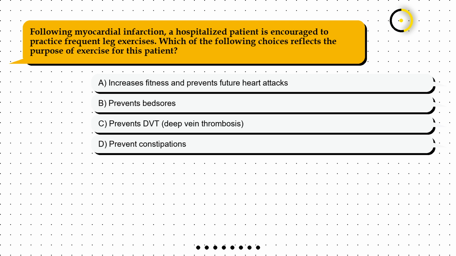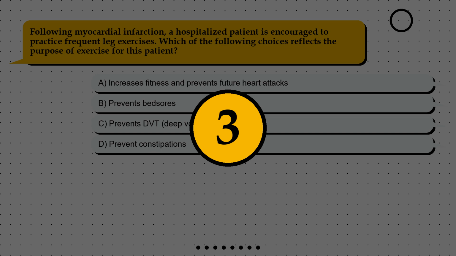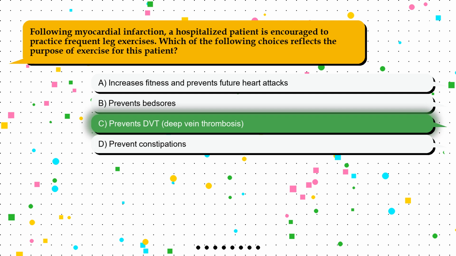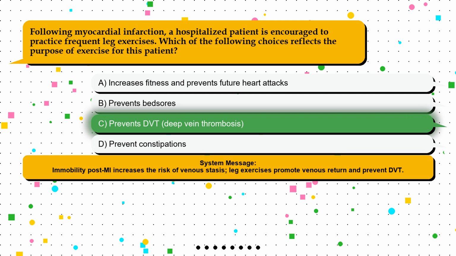Which of the following choices reflects the purpose of exercise for this patient? Option A, increases fitness and prevents future heart attacks. Option B, prevents bedsores. Option C, prevents DVT, deep vein thrombosis. Option D, prevents constipation. The correct answer is option C, prevents DVT. Immobility post-MI increases the risk of venous stasis. Leg exercises promote venous return and prevent DVT.